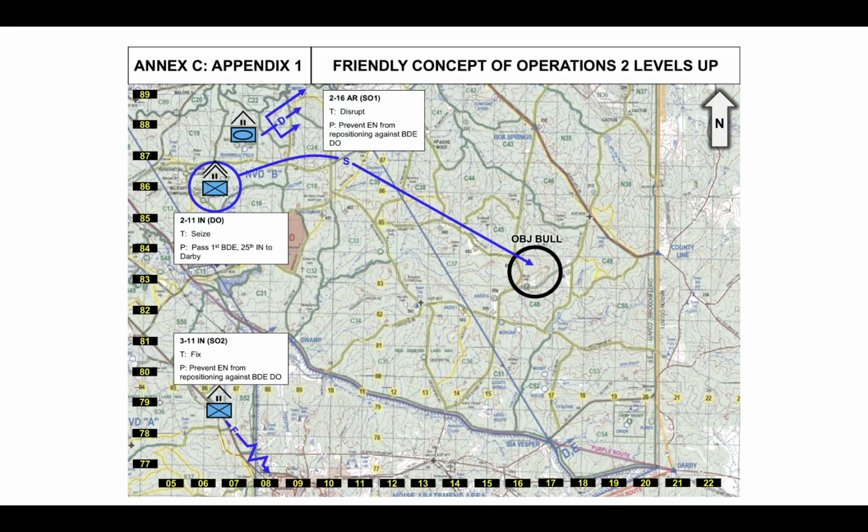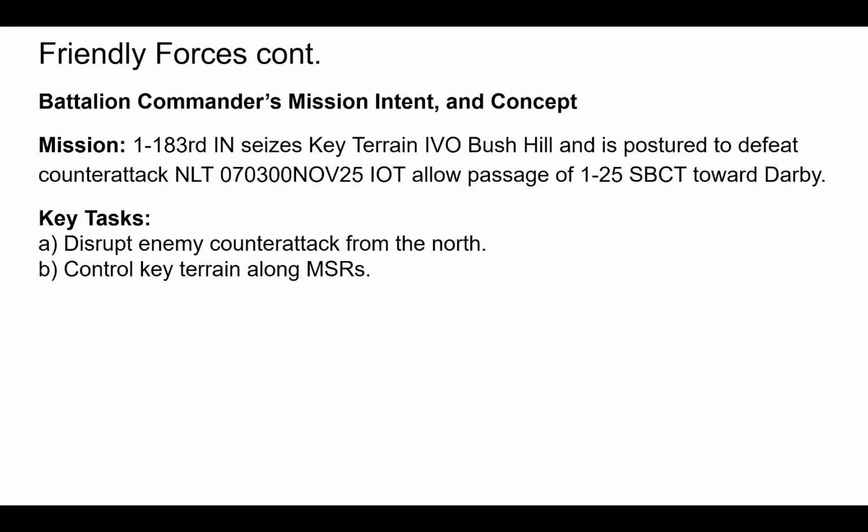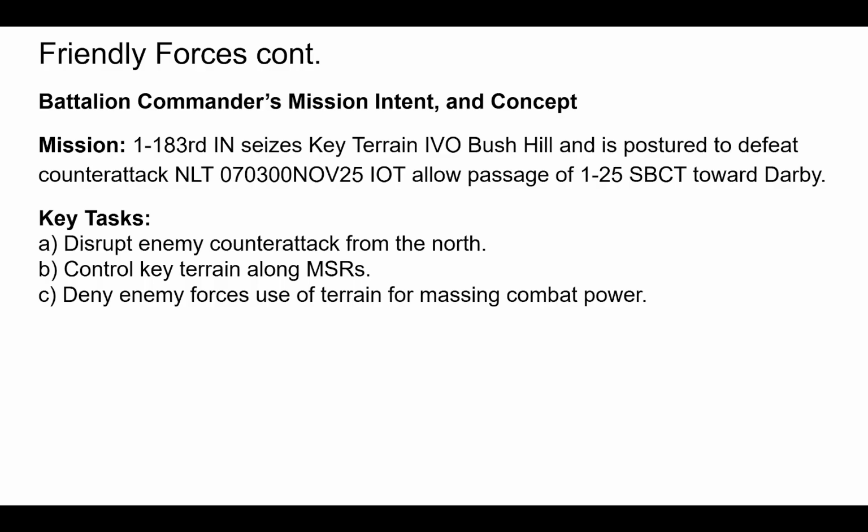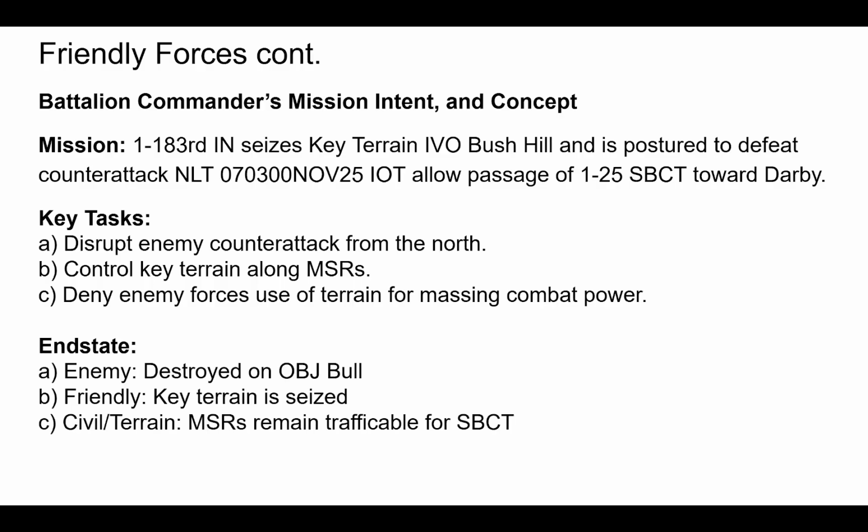And then this is the same thing. It lays out the friendly battalions here. The battalion commander, so this is going to be the 1 level up from the company operations order. It gives the battalion mission. This starts to get more and more specific the lower you go down. So the mission is going to be, now we have an actual objective. We're going to seize this key terrain on Bush Hill, and so we can allow the passage.